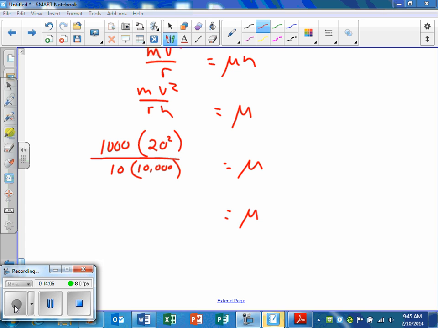Okay, so what do we get for our final answer? 4. Is it 4? So our coefficient of friction is 4, which is big, which it should be if it's a rubber tire, right? Because we're actually stopping that movement. Or we're not stopping it, we're changing the direction.